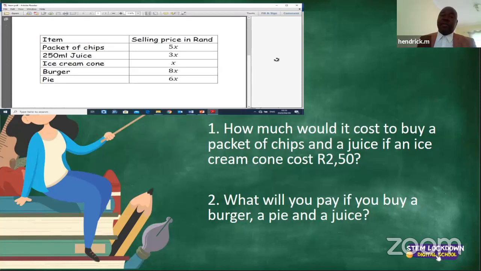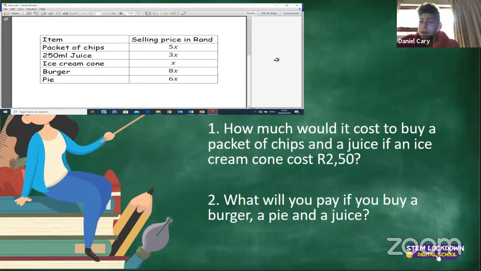And how did you get the 20 rand? Well, you take 2 rand 50 cents and you times it by 5, which is the packet of chips, and then the juice is 2 rand 50, so then it's 20 altogether. Okay. So you say you multiply 2 rand 50 by 5 for a packet of chips. Yes. And thereafter? Then you take 2.5 and times it by 3, which is the juice.